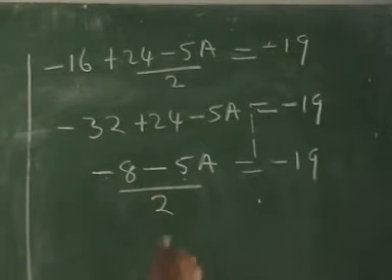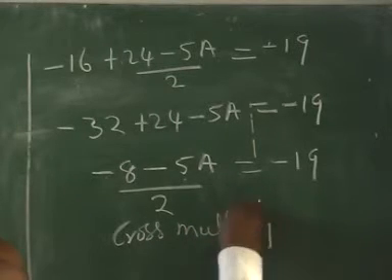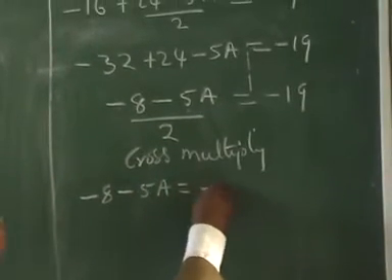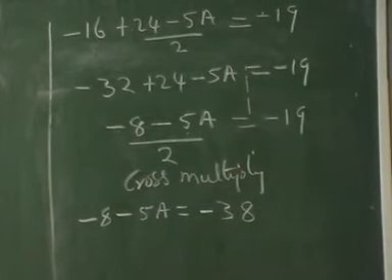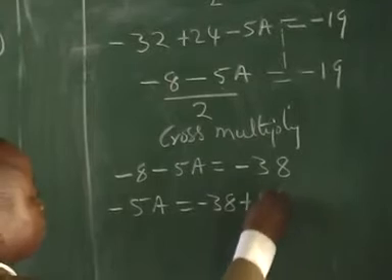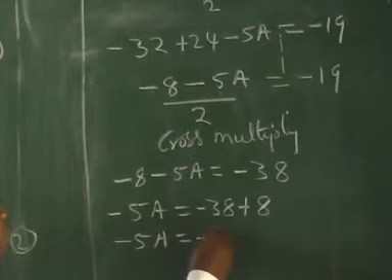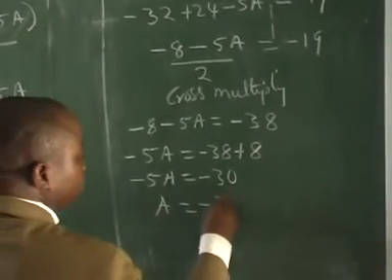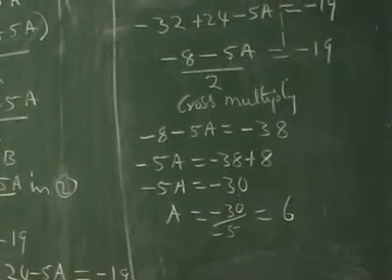So you have this. Now if I cross multiply, then I will have minus 8 minus 5a is equal to minus 38. That is 2 times 19, which gives us 38. So that minus 5a will be equal to minus 38 plus 8, which means that minus 5a will be equal to minus 30, and A will now be minus 30 divided by minus 5, which is 6. So A is 6.